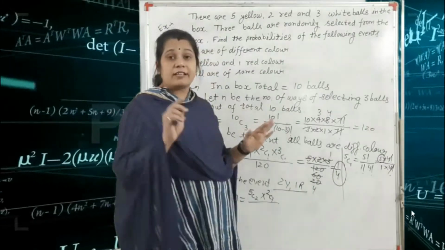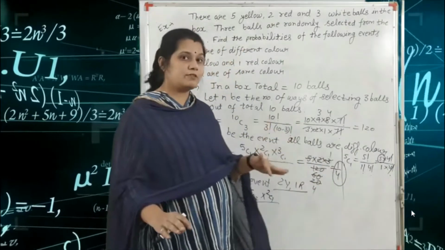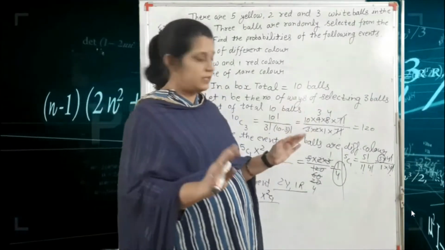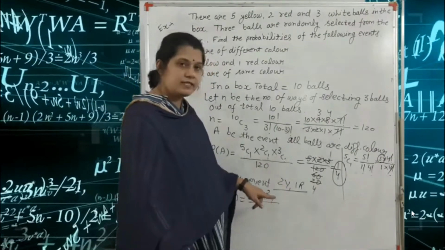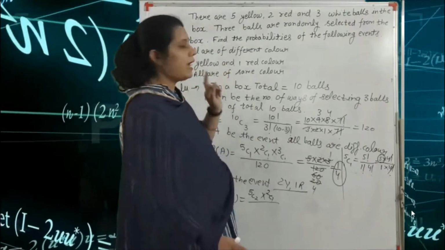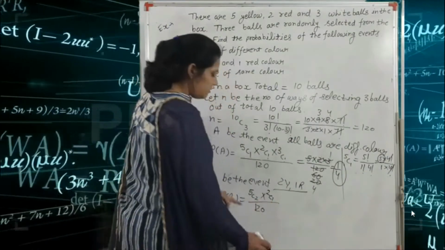If here we write the plus sign, then you count 1 plus 1 plus 1. Okay? If we write the plus sign, all the terms are indivisible. So here 5C2 into 2C1. So 2 plus 1 is equal to 3 and we find the possibility of 2 yellow and 1 red color. Okay. And here the total possible outcome is 120.